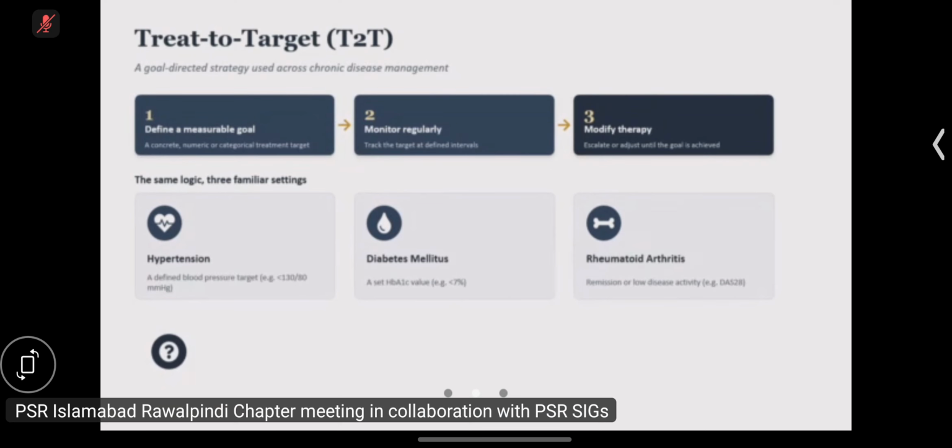Bismillah ar-Rahman ar-Rahim. Thank you very much, Dr. Babar, for this wonderful opportunity. I've been asked to deliver a talk on treat-to-target approach in osteoporosis.